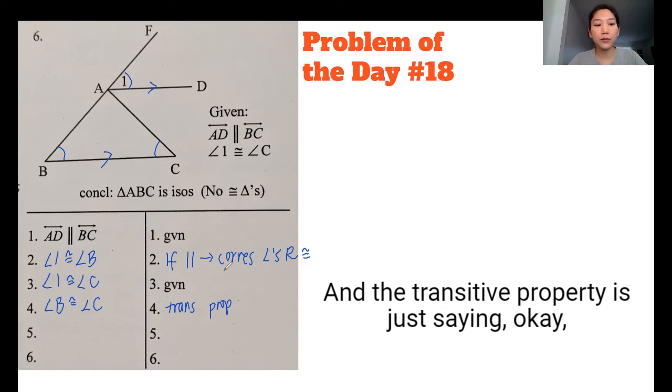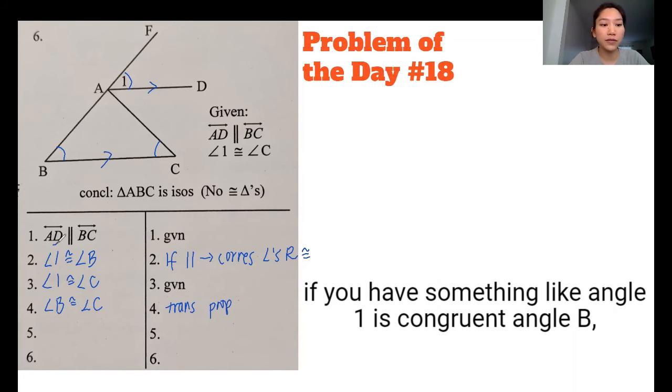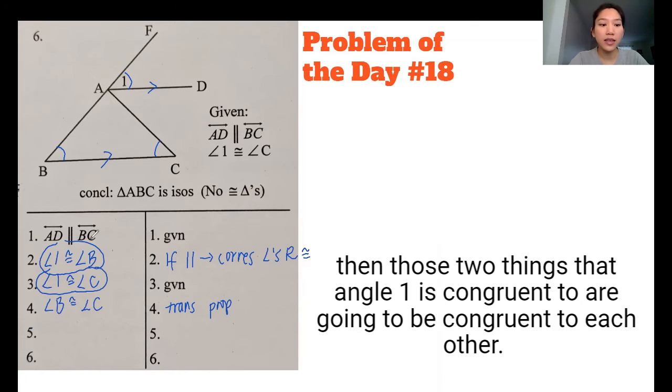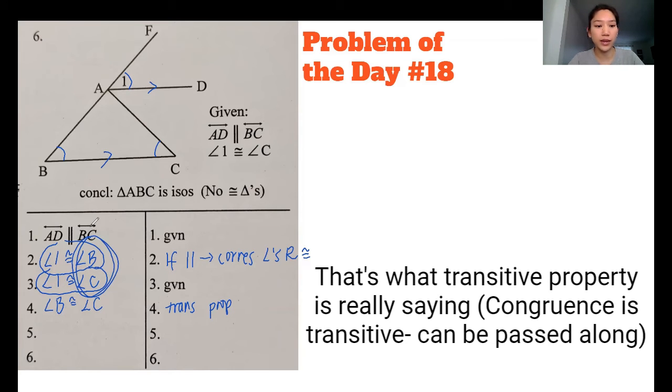The transitive property is just saying, if you have something like angle 1 is congruent to angle B, but angle 1 is also congruent to something else like angle C, then those two things that angle 1 is congruent to are going to be congruent to each other. That's what the transitive property is really saying.